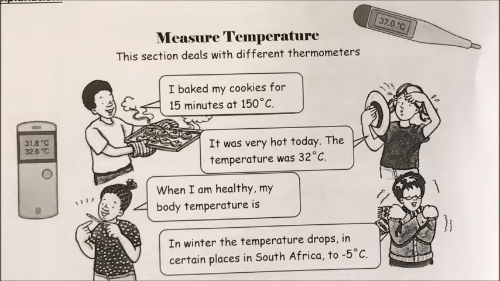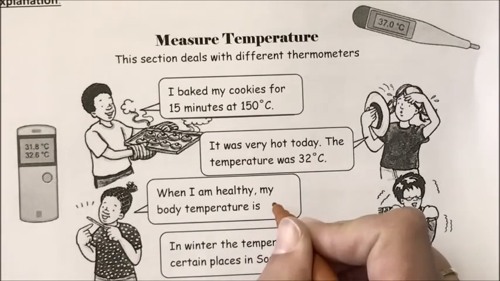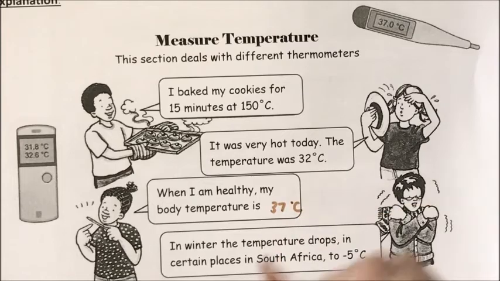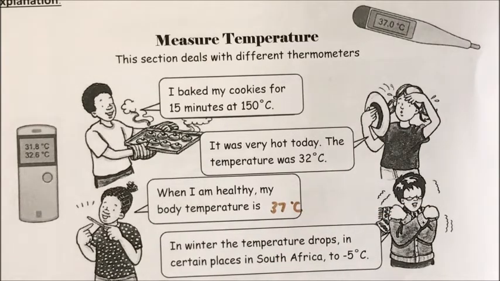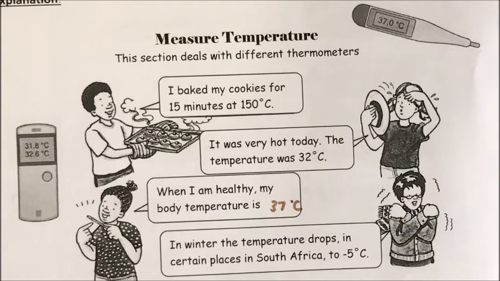The next girl is saying, when I am healthy, my body temperature is, and then please fill in there, 37 degrees Celsius. In winter, the temperature drops in certain places in South Africa to -5. Please highlight -5 and winter. So those are different examples of where we would normally measure the temperature.